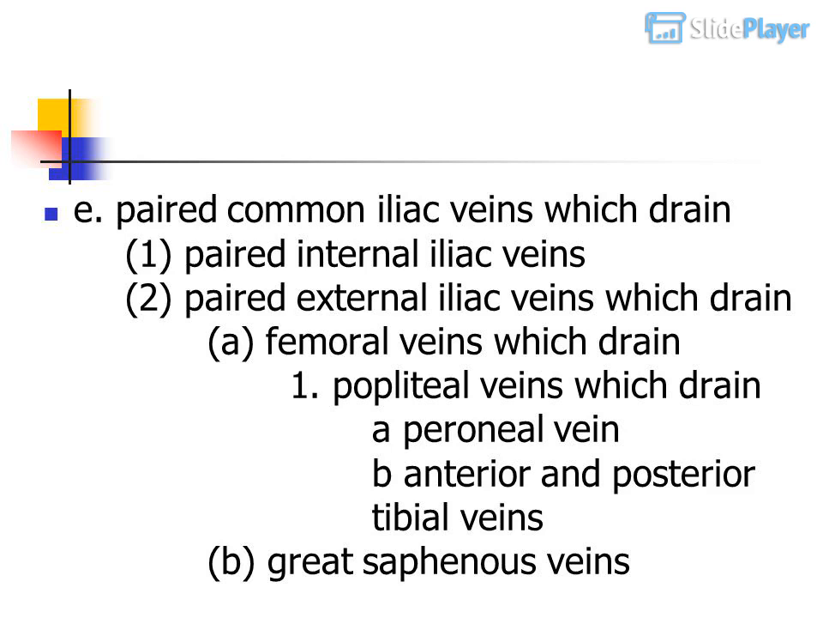e. Paired common iliac veins, which drain 1. paired internal iliac veins, and 2. paired external iliac veins, which drain a. femoral veins, which drain 1. popliteal veins, which drain a peroneal vein, and b. anterior and posterior tibial veins, and b. great saphenous veins.